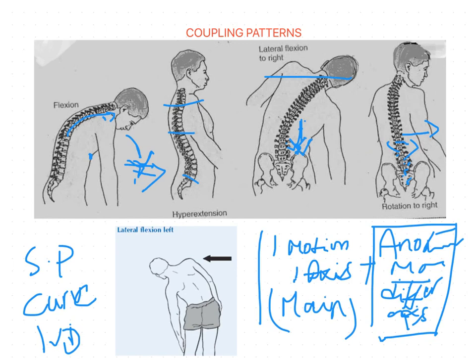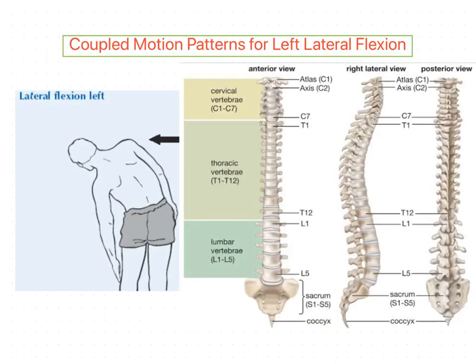Okay, so I am going to explain one coupled motion pattern, that is left lateral flexion in all the regions. Now we will see here. Yes, I have taken this motion, lateral flexion on the left side. I am going to consider the spinal segments from C2 to C5. This is the anterior view, this one is the lateral view and the posterior view. C2 to C5 means the mid cervical region.